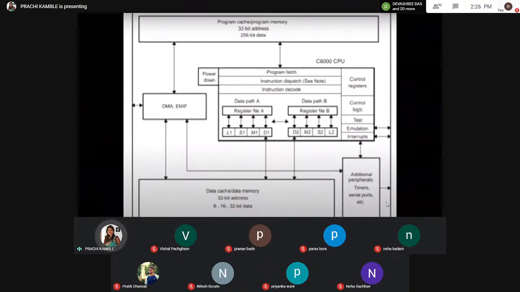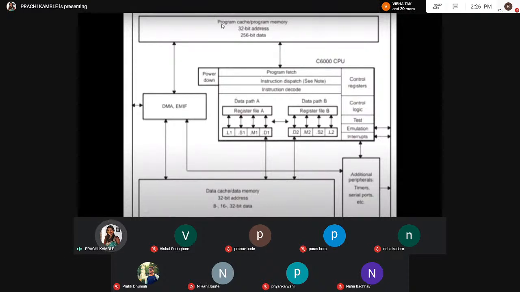Then there is an EMIF. EMIF is an external memory interface. Various external memory can be added, such as SDRAM, SRAM, SBSRAM, and so on. So it can be added or accessed within the DSP processor. Whenever EMIF is accessing the data, these two units are separated and united together. So this is about the DMA and EMIF unit.